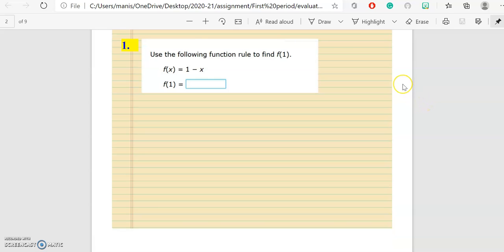Our first question says, use the following function rule to find f of 1. f of x is equal to 1 minus x. We have to find f of 1. So what we do in this question is, we have been given f of x is equal to 1 minus x, and the question is asking us to find the value of f of 1.